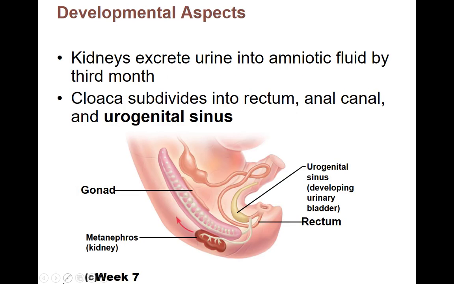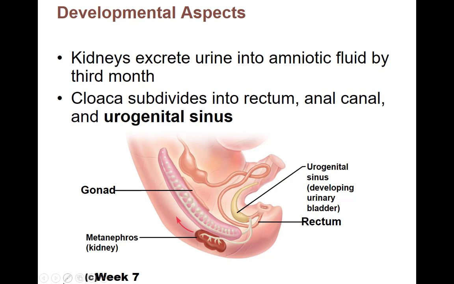Then some developmental aspects. Kidneys start making urine by the 3rd month. So if you are pregnant, that baby is peeing inside of you by the 3rd month. Everyone's like, that's so gross. Well, they're just drinking amniotic fluid and then peeing out pretty much amniotic fluid. But their kidneys are already starting to filter blood and make urine by the 3rd month.